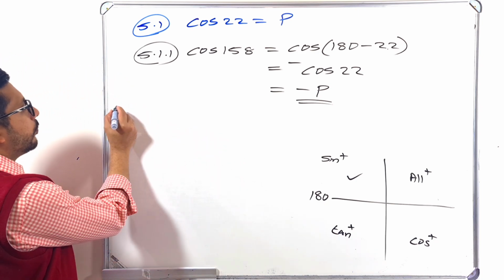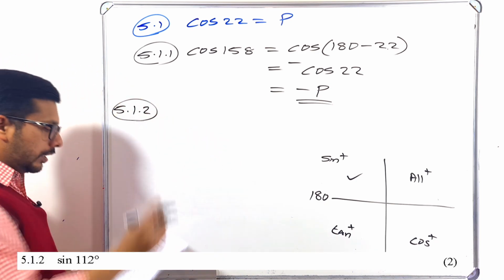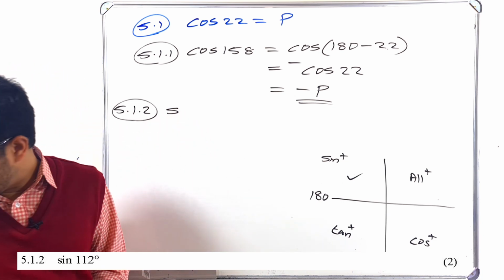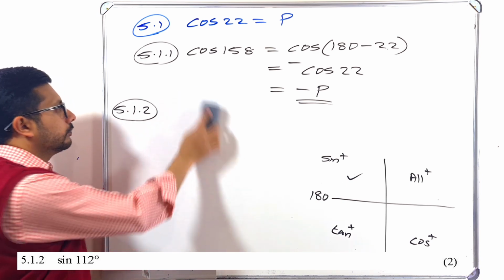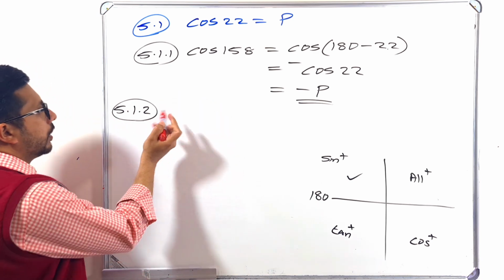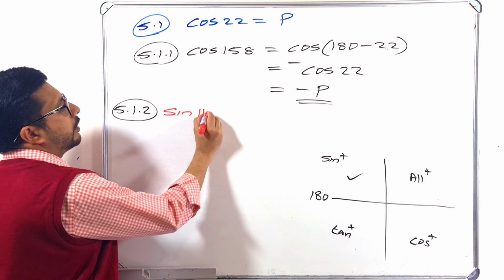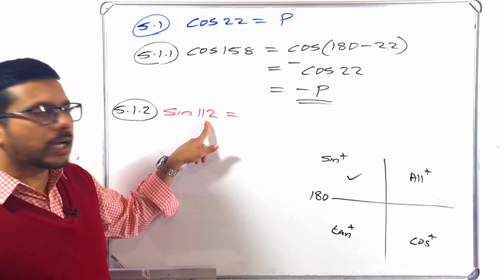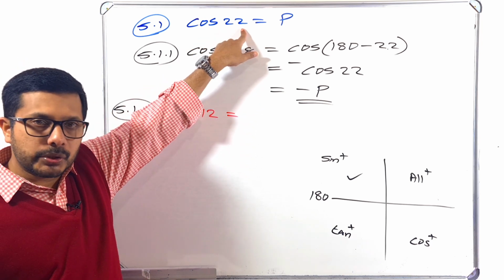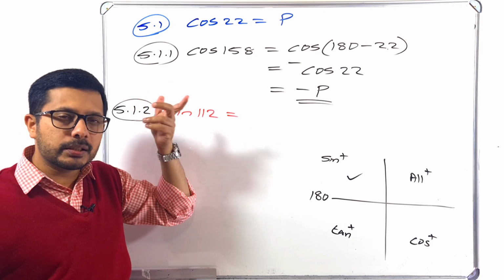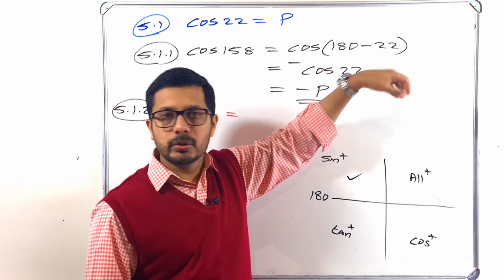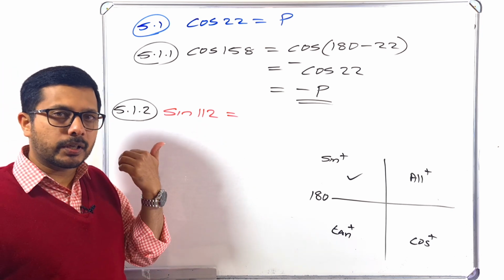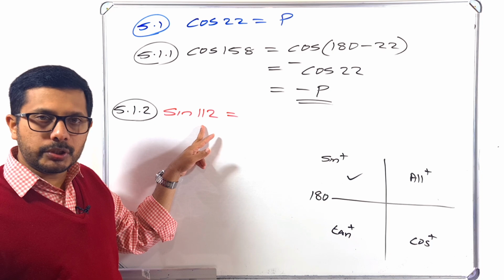Now next question, 5.1.2. What is that question? Sine 112. Next one is sine 112. So 112. There also, how can you write this 112? We know only 22. Am I right? So somehow we have to write like this, plus 22 or minus 22 or something like that. Okay, so this 112, is it possible? First I am thinking like that one. Okay, is it possible to write in terms of 22?